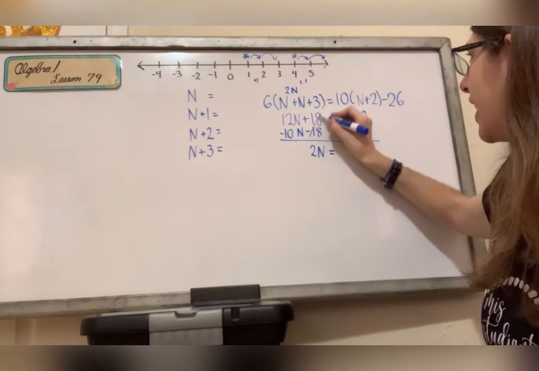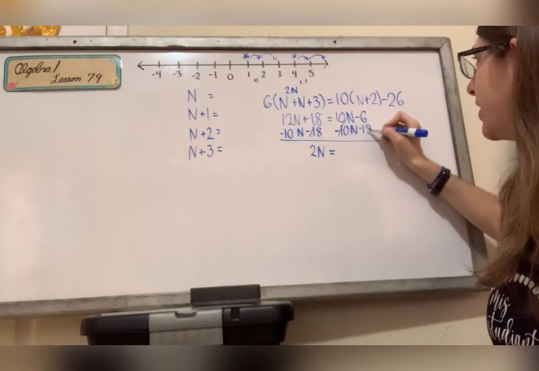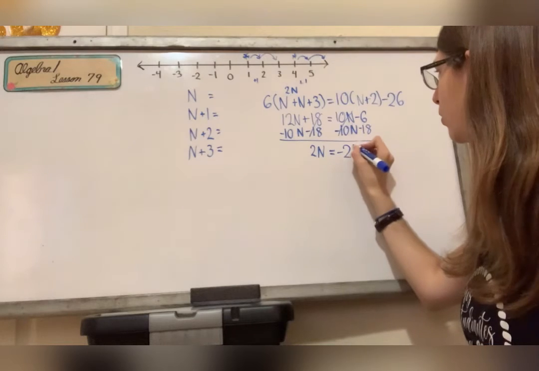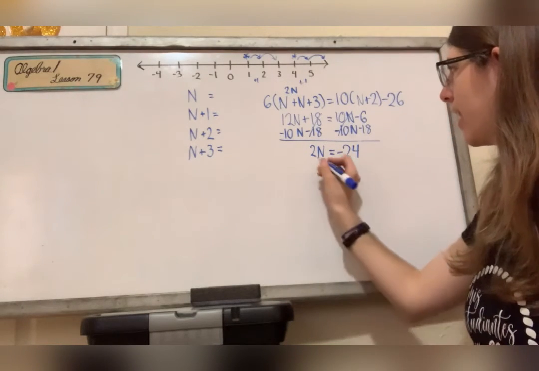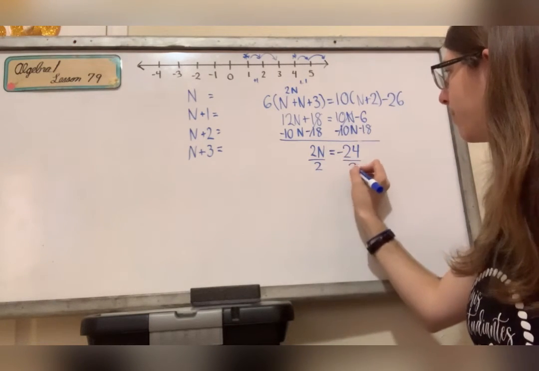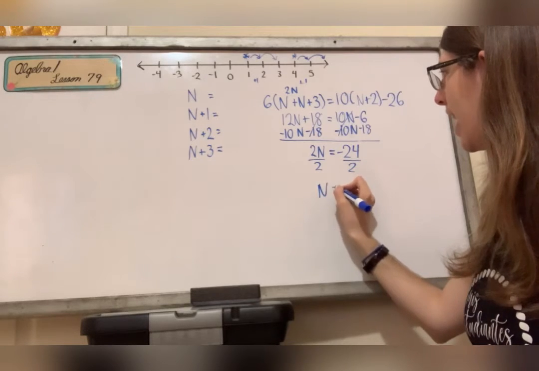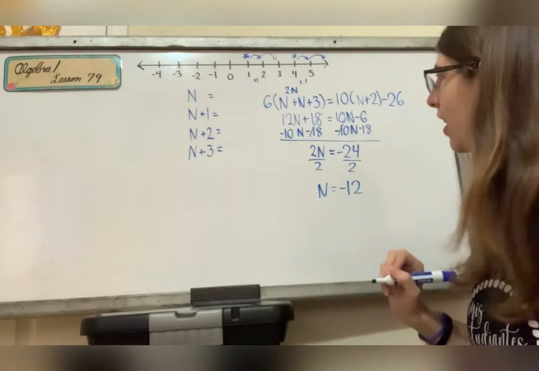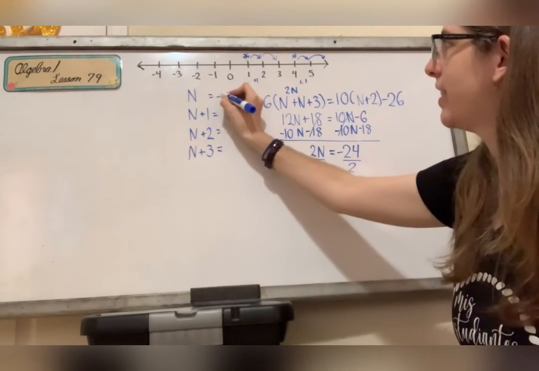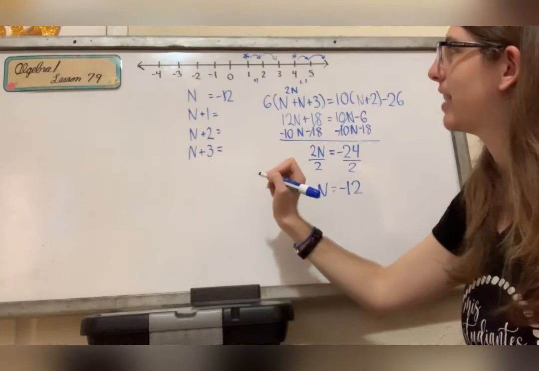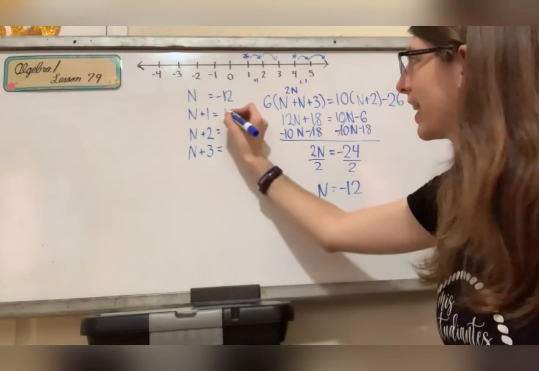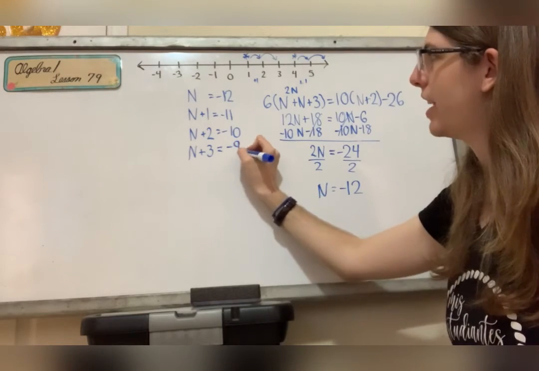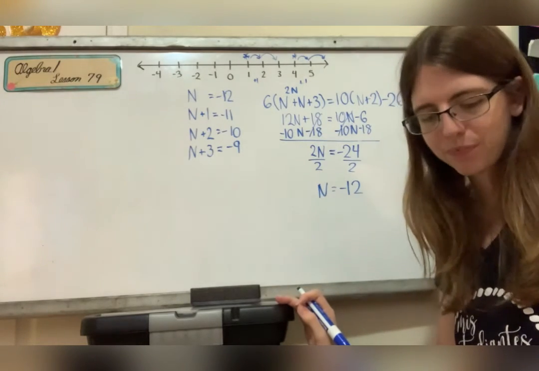Here, my 10n's cancel, and then I have negative 6 plus a negative 18. That gives me a negative 24. Divide both sides by 2, and I get n equals negative 12. So now that I know n is negative 12, that means the next number, n plus 1, would be negative 11. Then negative 10, and negative 9. Okay? All right.